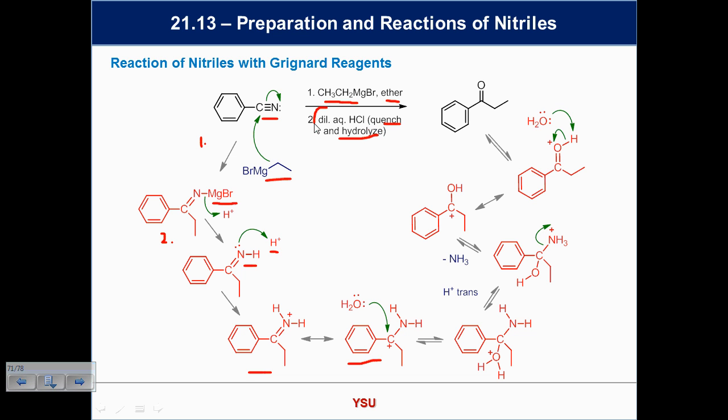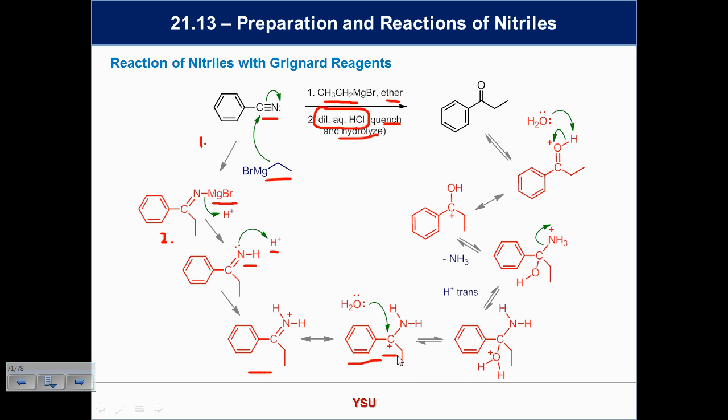Everybody, right? If you don't recognize this yet, there's not much hope. What is dilute aqueous HCl? What's in that mixture? Water. H3O+, HCl, water. So where's the water coming from? It's coming from dilute aqueous HCl.